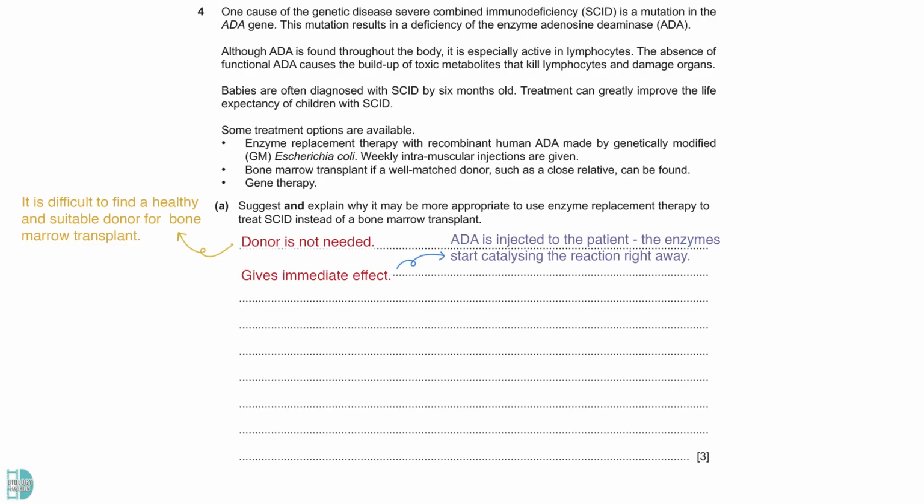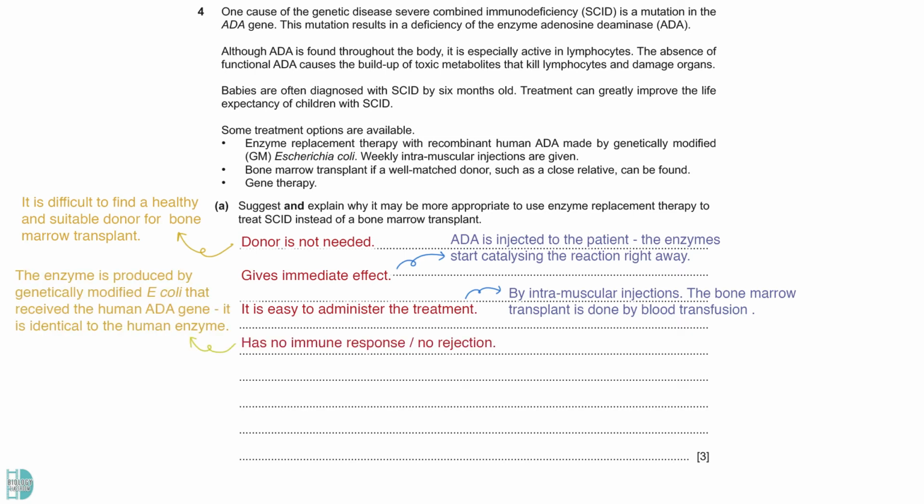This treatment involves the injection of ADA to the patient. It has an immediate effect as the enzymes start catalyzing the reaction right after the treatment. Besides, it is easy to administer the treatment since it is by intramuscular injections. The bone marrow transplant is done by blood transfusion, which is more complicated.